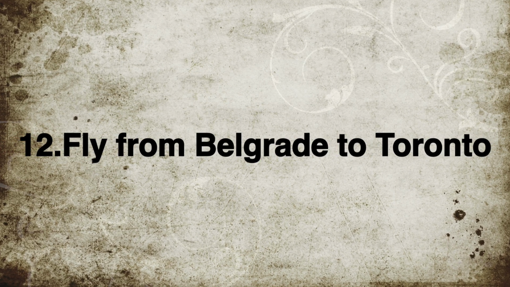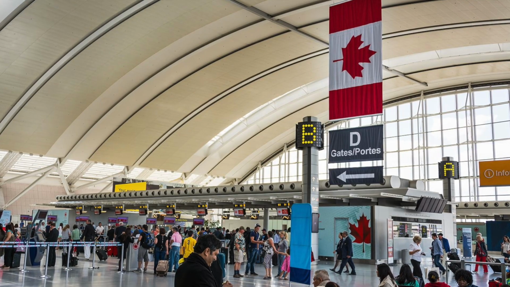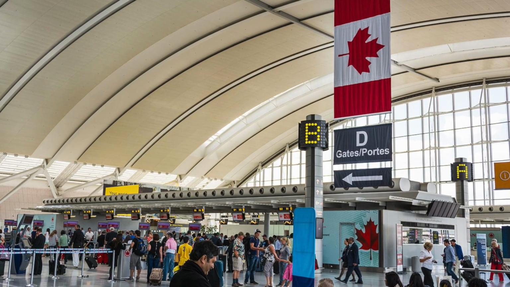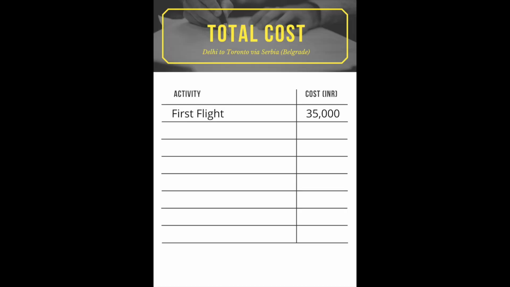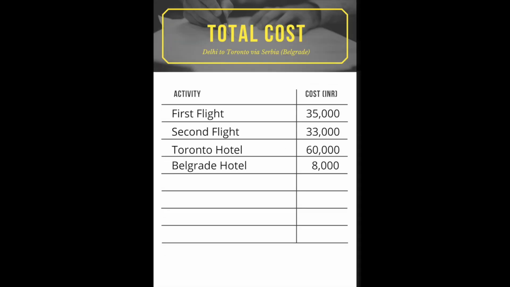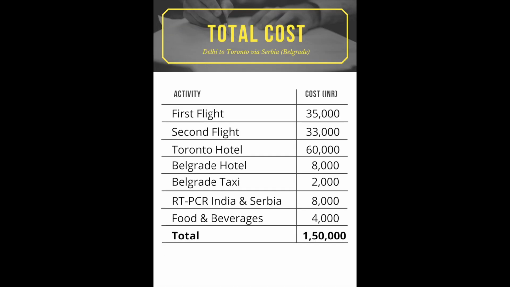From here, things would be very normal and less complex for you, and when you reach Toronto, you know the drill. Hotel quarantine, home quarantine, etc. So let's quickly talk about cost as well. As you can see, we took a first flight for 35,000, a second flight for 33,000, then 60,000 for the hotel in Toronto and 8,000 for the hotel in Serbia. 8,000 we can assume for the RT-PCR test in India and Serbia. Around 2,000 we can assume for taxi in Serbia. Then around 4,000 we can take for food and beverages for the full trip. So the total would be around 1,50,000. So for 1.5 lakh rupees you can go from India to Canada, which is around 2,500 Canadian dollars.